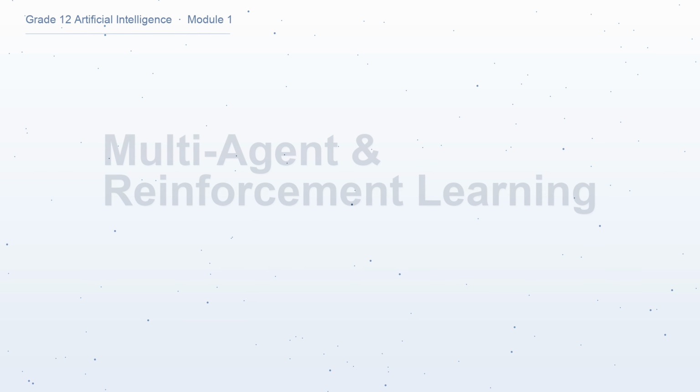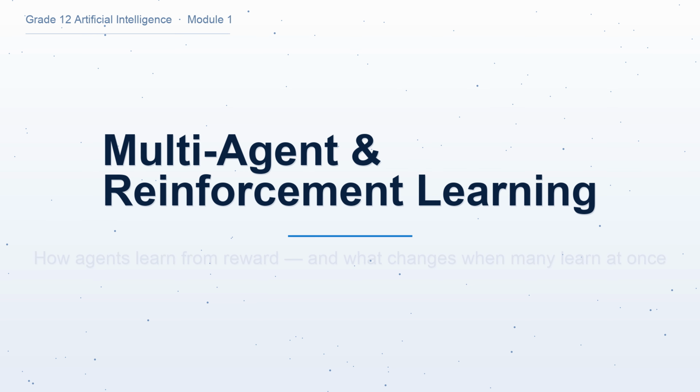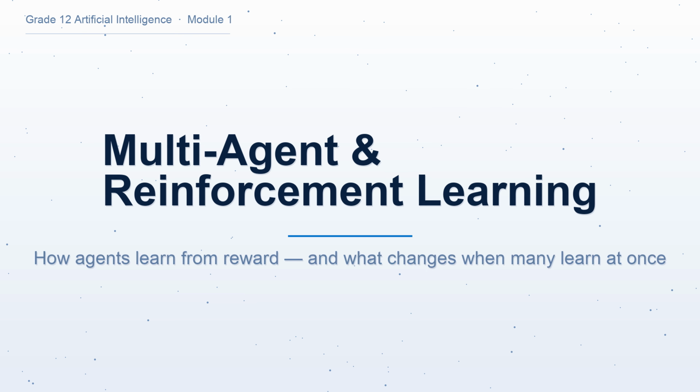Welcome to Grade 12 Artificial Intelligence. In this module, we study how an agent can learn good behavior purely from the rewards it receives, and what happens when many such agents learn in the same world at the same time. This is the foundation of modern decision-making systems, from game-playing programs to traffic and energy control.